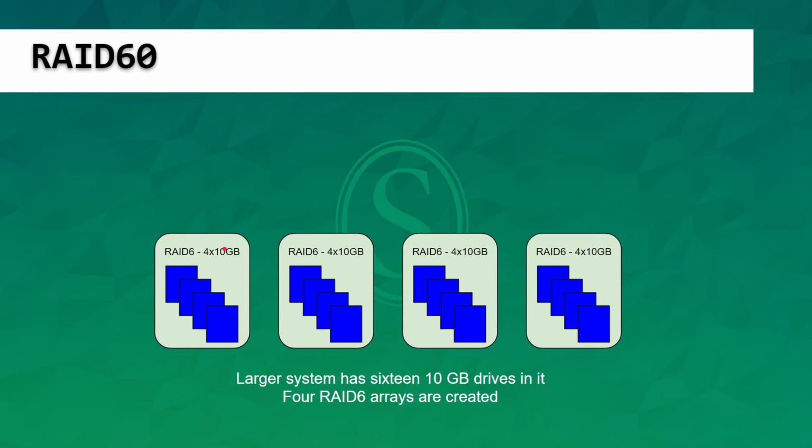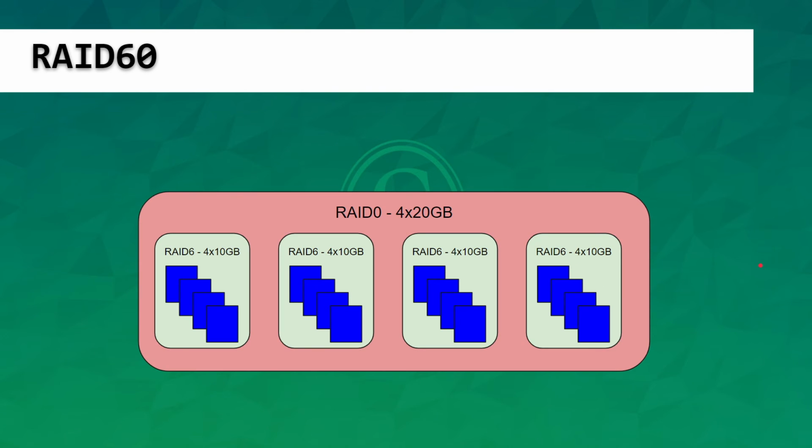So we have a RAID 6 of 4 10s, a RAID 6 of 4 10s, 4 10s, 4 10s. So again, this has 20 gigabytes, 20 gigabytes, 20 gigabytes, 20 gigabytes usable across all of these 16 drives. For a RAID 60, what we would do is wrap each of these RAID 6s into a RAID 0. Notice RAID 60, the 6 is right here and the 0 is right there. So this is what your underlying RAID level will be, your nested RAID level, and then the 0 is what your outermost RAID level will be.